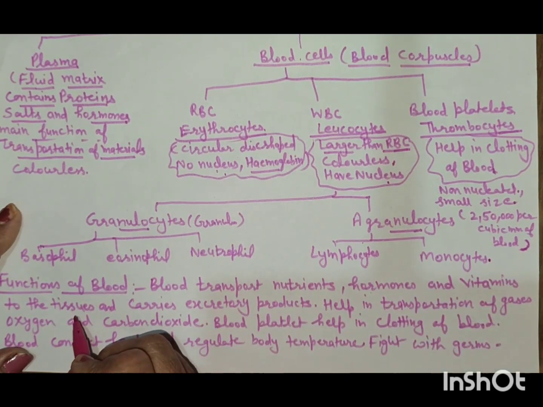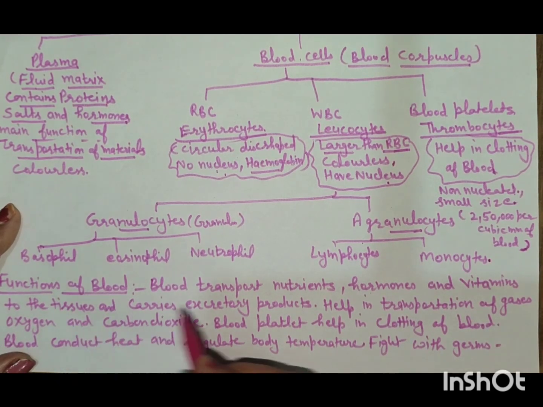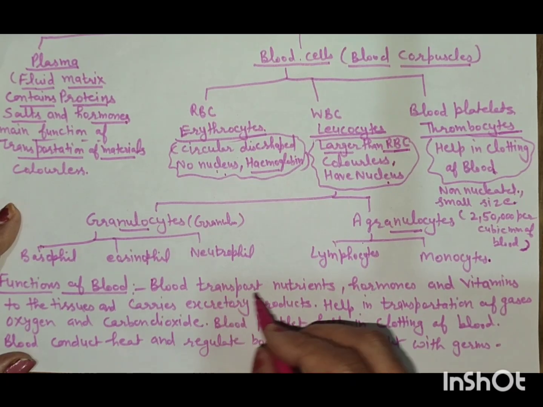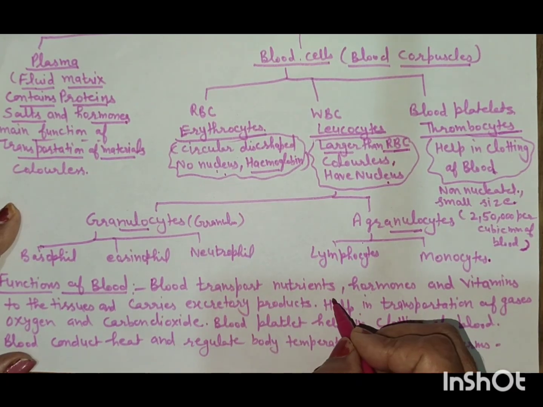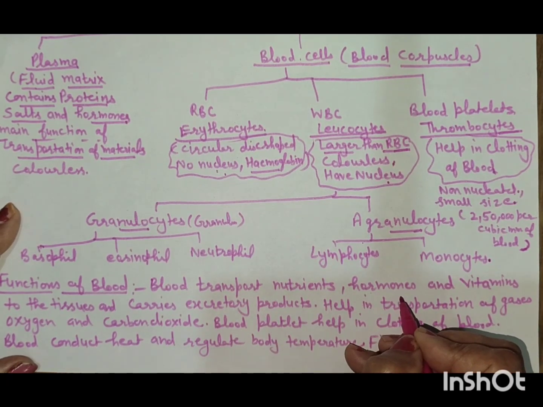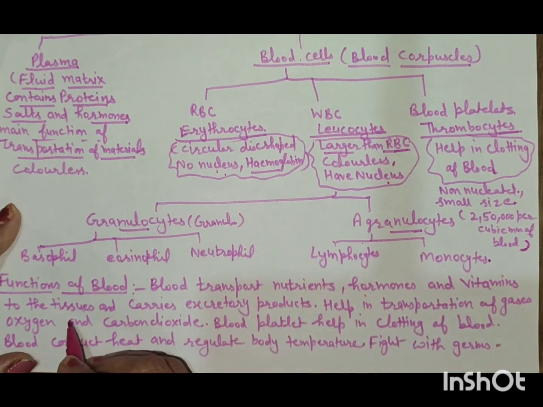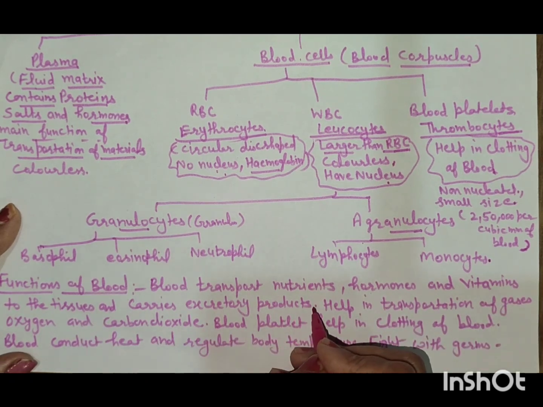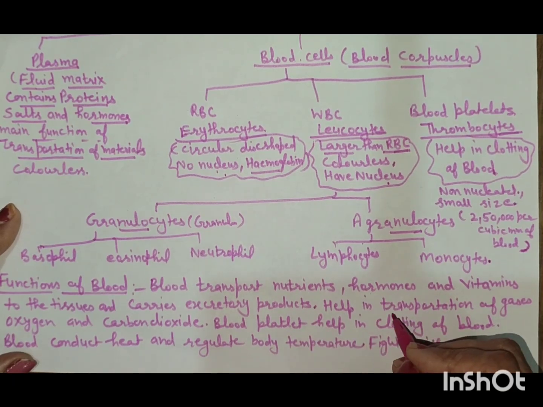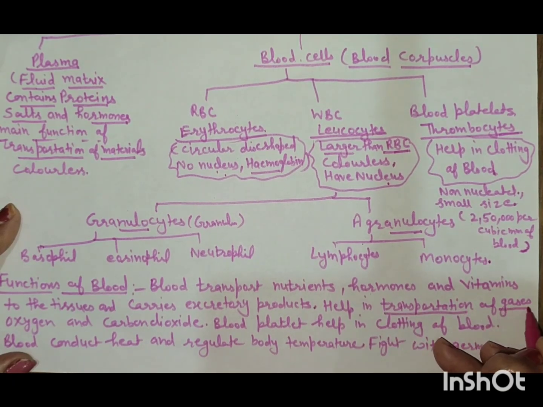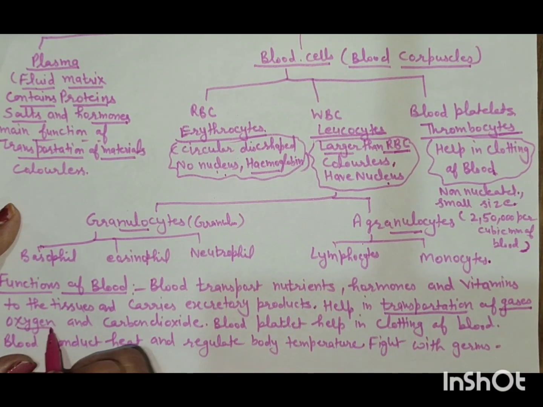Now, what are the functions of the blood? Blood transports. Blood helps in the transportation of nutrients, hormones, and vitamins to the tissues, and carries the excretory products to the excretory organs. It also helps in the transportation of respiratory gases like oxygen and carbon dioxide.